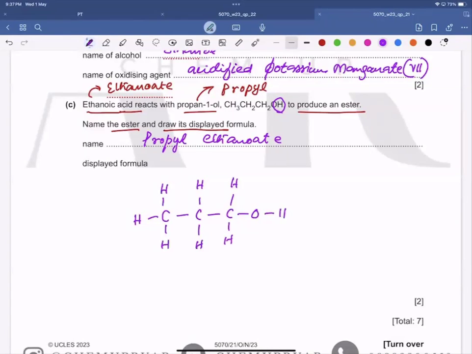After that, there is a hydrogen, but that hydrogen is replaced by the carbon. Now, in ethanoic acid, there are two carbons, so we are going to put two carbons over here. One of the carbons has a C double bond O, and the other carbon has three hydrogens. So it becomes propyl ethanoate. And that is the displayed formula because all the bonds are shown.